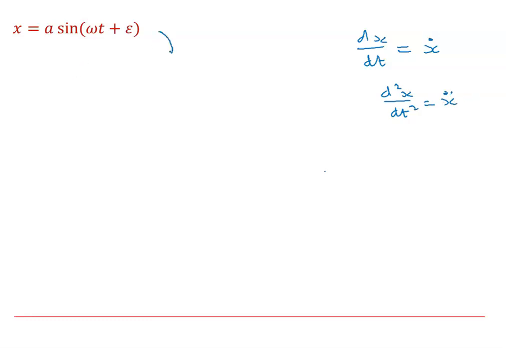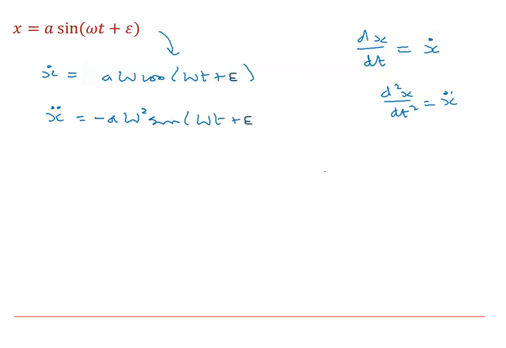So if I now differentiate this with respect to time, I can write x dot is a omega cos omega t plus epsilon. That represents the velocity of the mass, and if I differentiate again, I get x double dot is minus a omega squared sine omega t plus epsilon, and I can now replace the a sine omega t plus epsilon with the original x and say that x double dot is minus omega squared x.